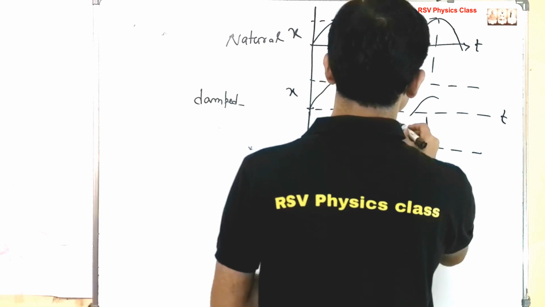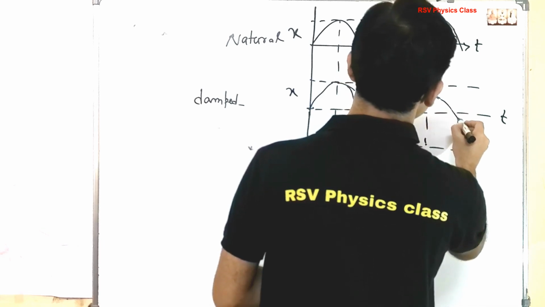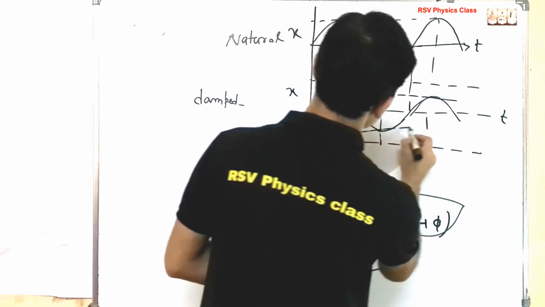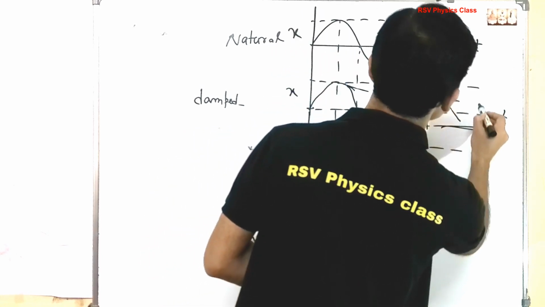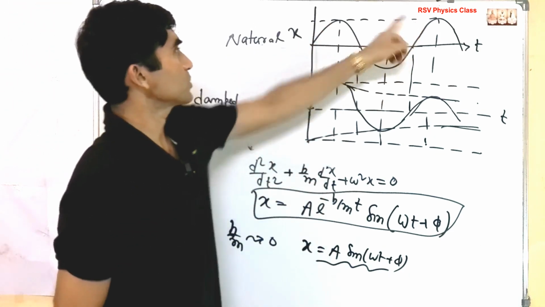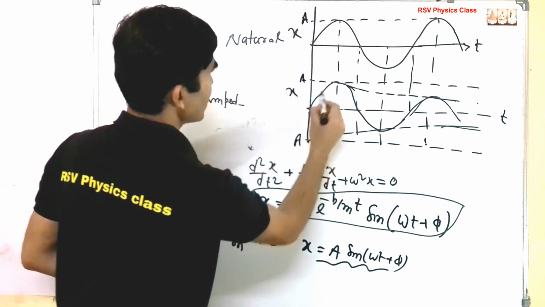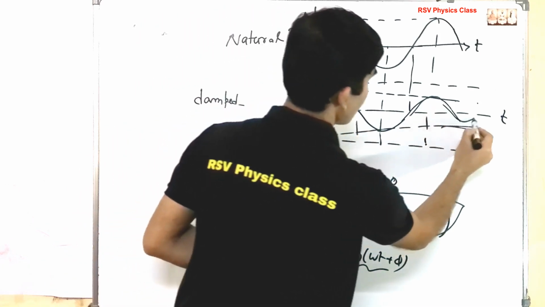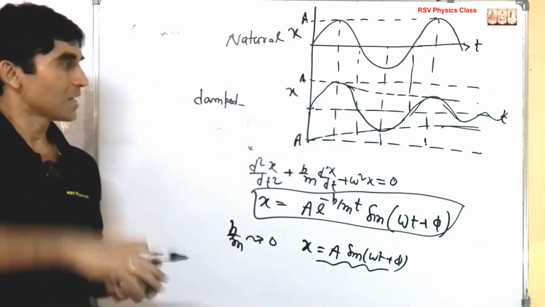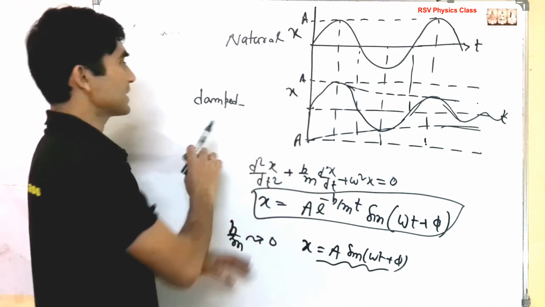The amplitude here gradually decreases, and this amplitude will slowly die out. See the difference. Here amplitude is almost constant. This is a, and here this is a, but this amplitude gradually dies out. So slowly these stop. So this is natural and this is your practical example.